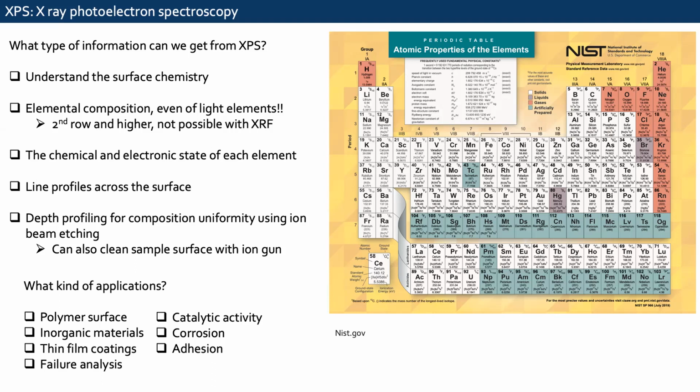Yeah. And so basically, if you're transferring your sample or something, because it's so surface sensitive, it can pick up things that maybe you don't want to measure or aren't actually part of your system. So you can use the ion gun to help clean that off and then get a cleaner measurement. And people use this to look at polymers, a lot of types of inorganic materials. Definitely, it's a big technique for thin film coatings. People use it for catalytic activity, looking at corrosion, adhesion, and also in some industries, it's definitely used for failure analysis.